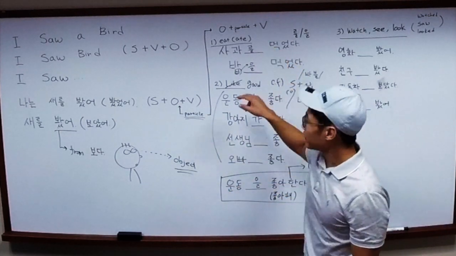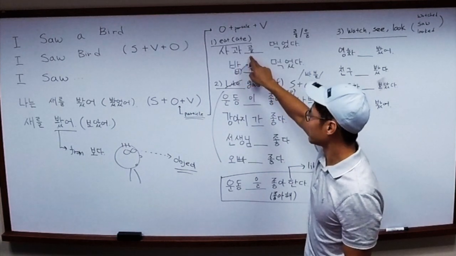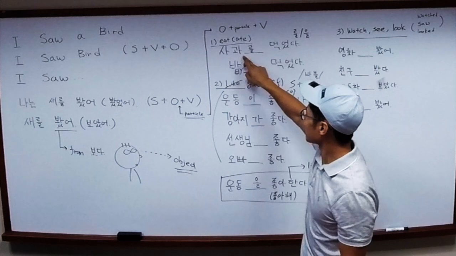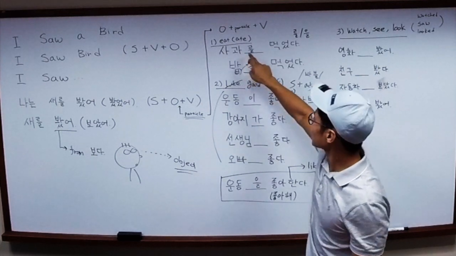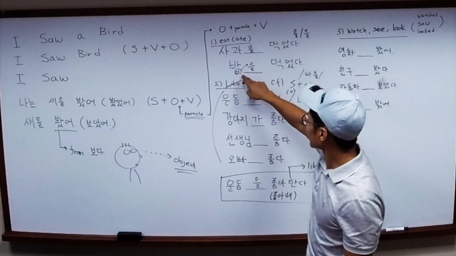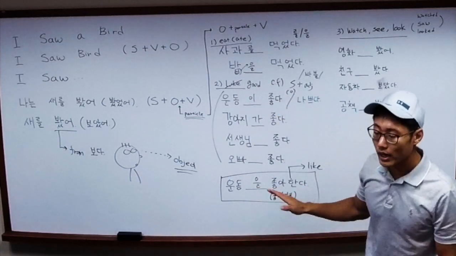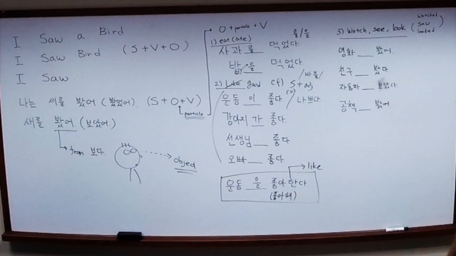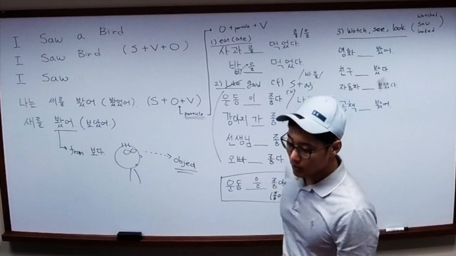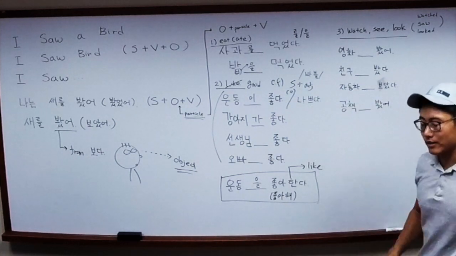It depends on the letter right before the particle. If the letter has no Batchim, then you go with 를. And if the letter has a Batchim before the particle, then it goes 을. That's all you guys have to remember. Right. I know the grammar is always boring, but I think you guys are getting to a more advanced level because you analyze the sentences.